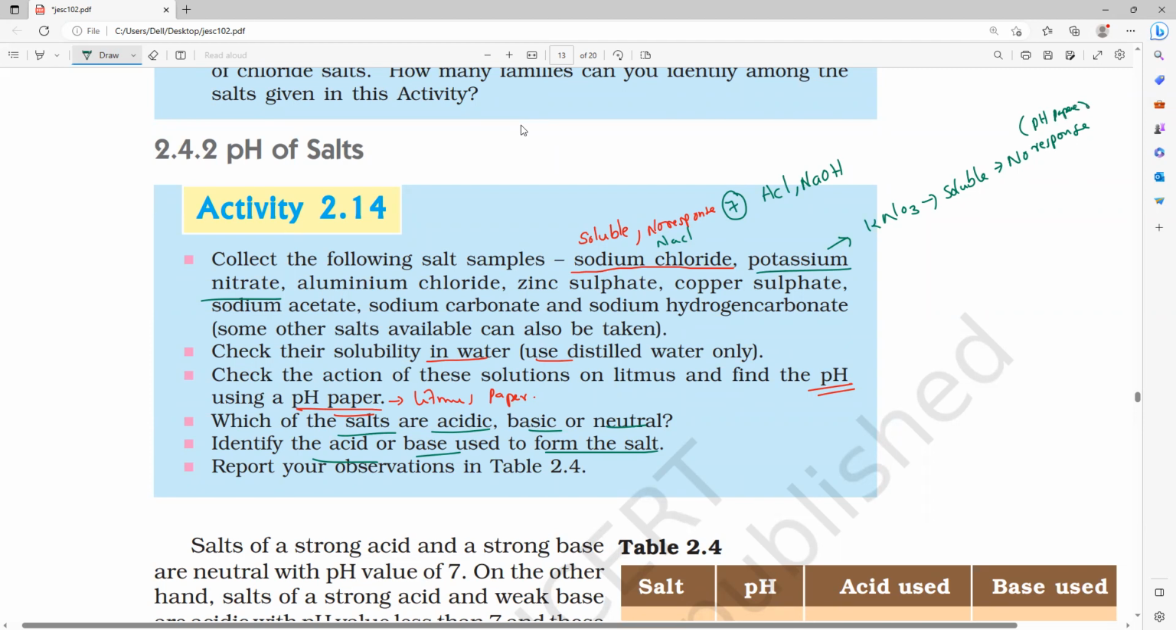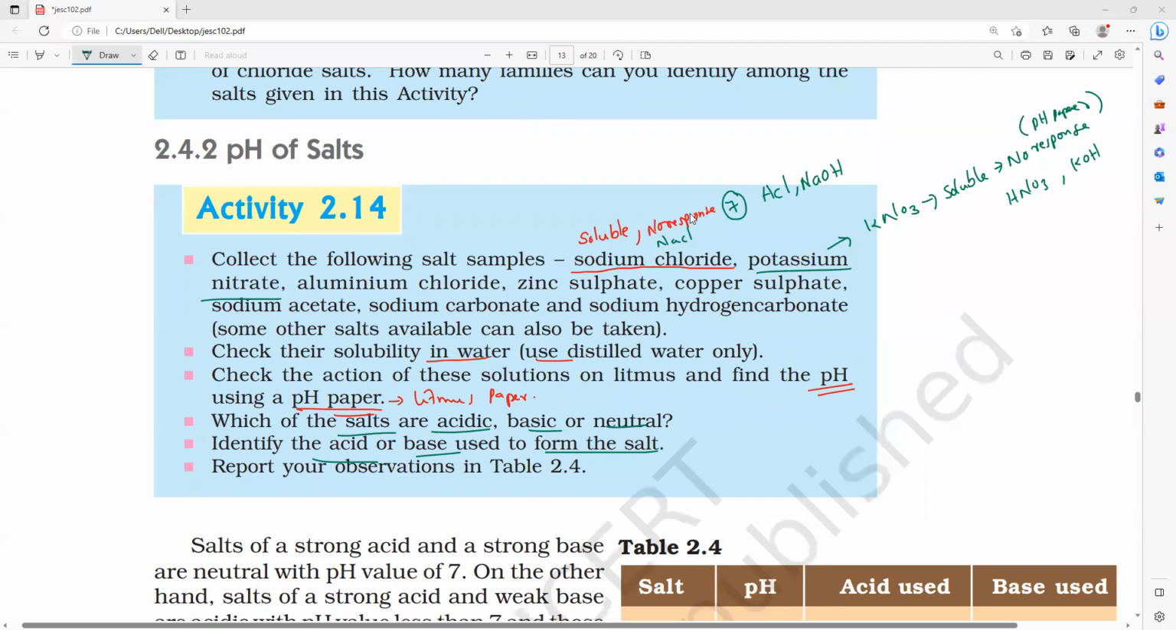So what is the parent acid? Nitric acid. What is the parent base? Potassium.